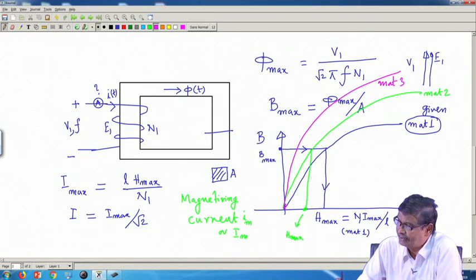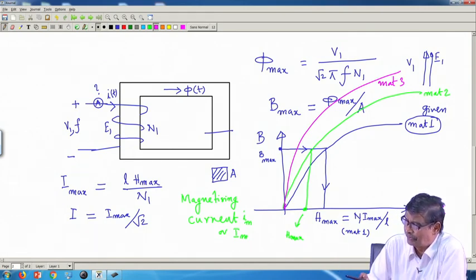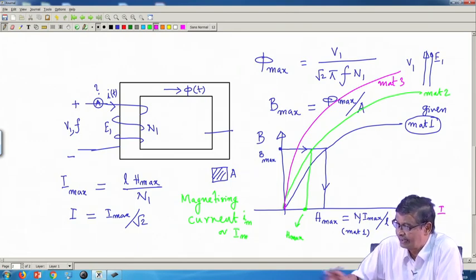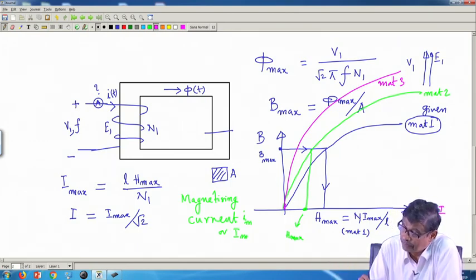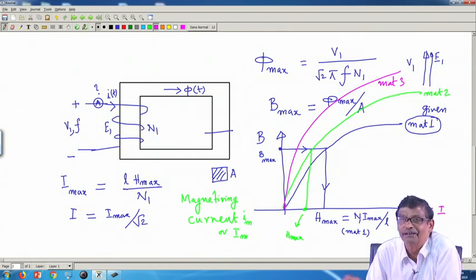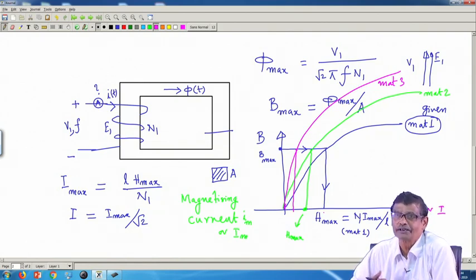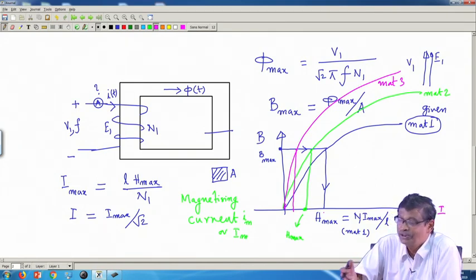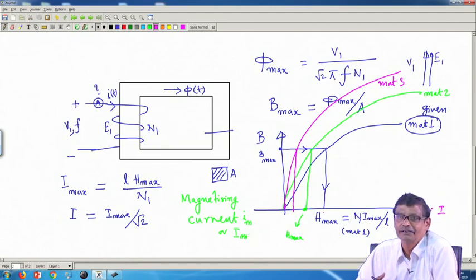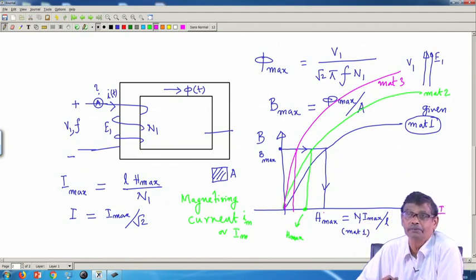So, this axis is H or also I. Let us forget about this constant N by L. This axis also represents the current drawn. Therefore, the current drawn, because phi max remains the same, can be further reduced. In other words, to establish a given flux, if you use better and better material, the current needed will be smaller and smaller. So, it is a more efficient way of creating flux, provided you use better and better material.